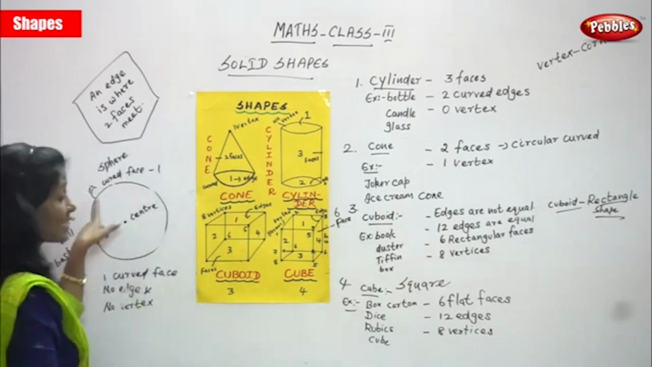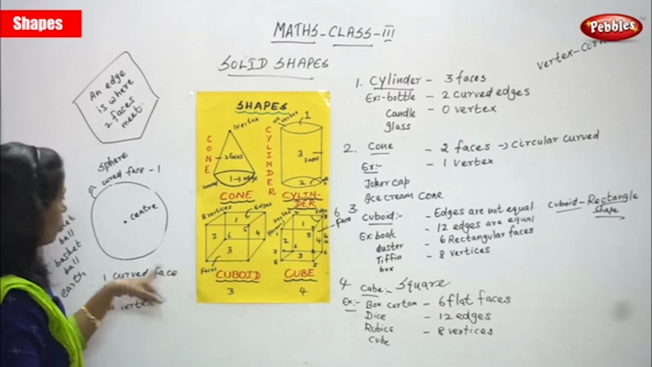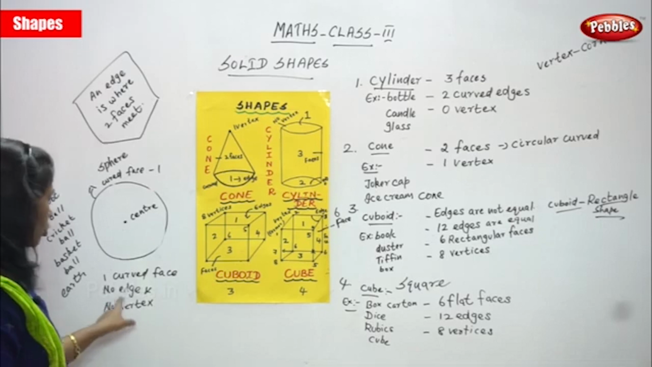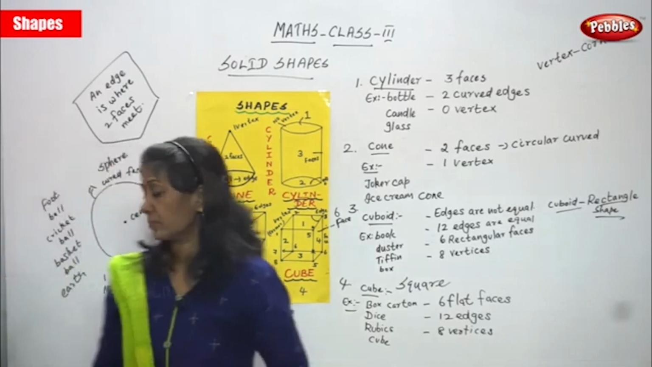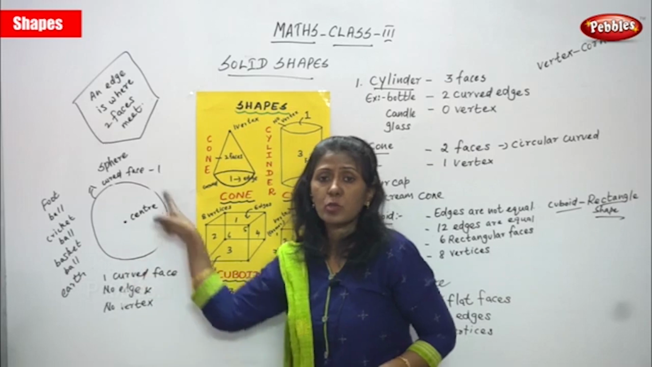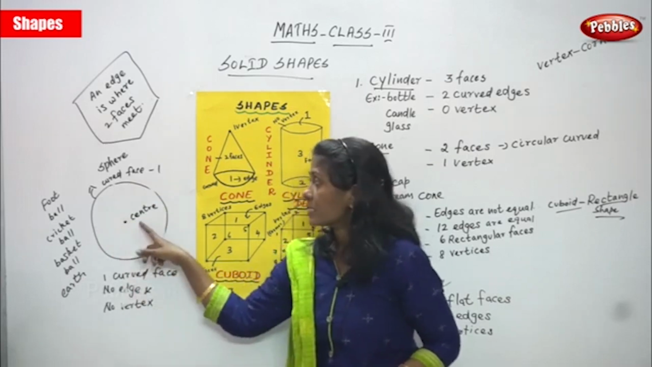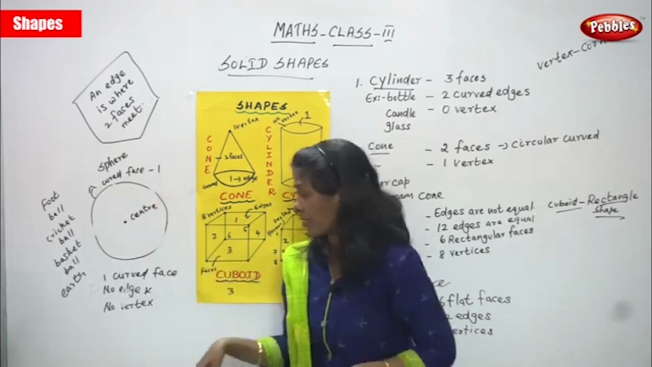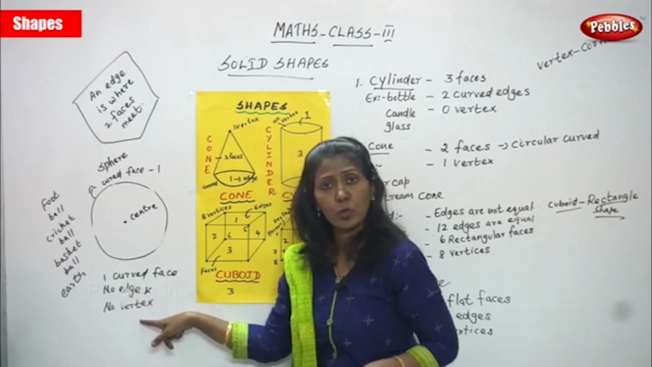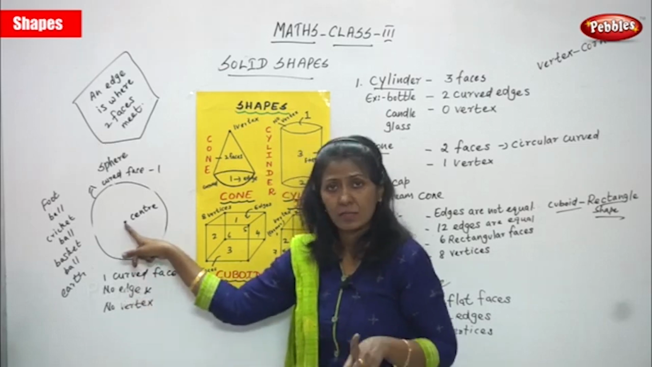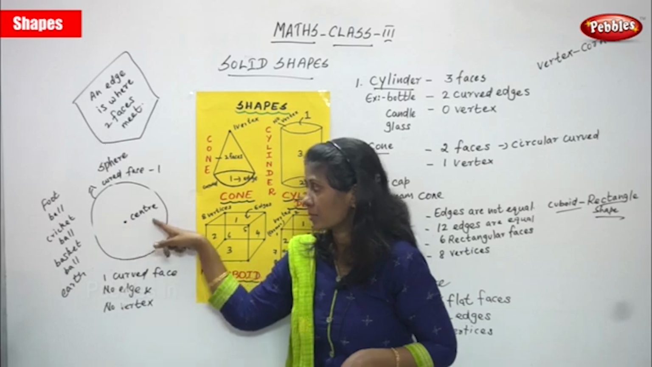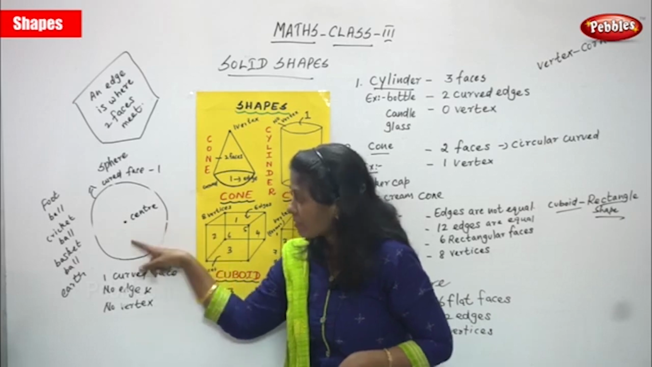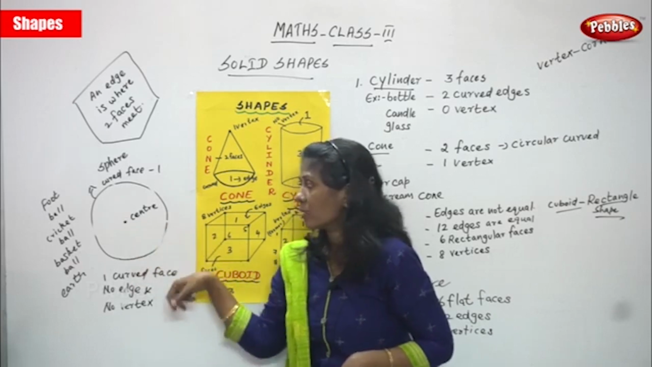So this is a sphere. It almost looks like a circle, and there is no edge and no vertex. Sphere also looks like a circle, and generally we can call it a curved face. It has only one curved face and no edge and no vertex, but we have a center point like a circle. This is the center of the circle. So from this, if we cut into equal halves, we can call it a diameter. Then if we cut into equal, we can call it a radius.